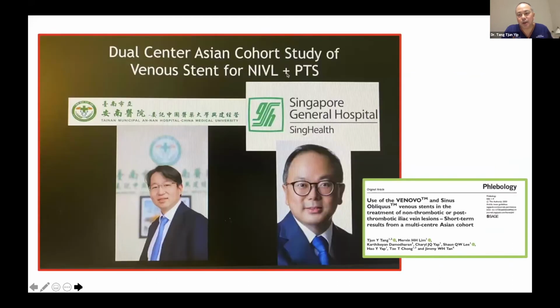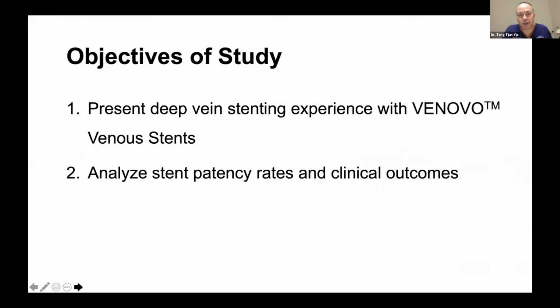We presented this recently at one of the Asian meetings, and we've recently had this published in Phlebology. We looked at our experience between two centers, one in Taiwan with Jimmy Tan and one with myself. So we put together all of our Venovo stent data, and we've got 2-year data recently, which we're going to present very soon. So it's our deep venous stenting, and then we looked at stent patencies and clinical outcome.